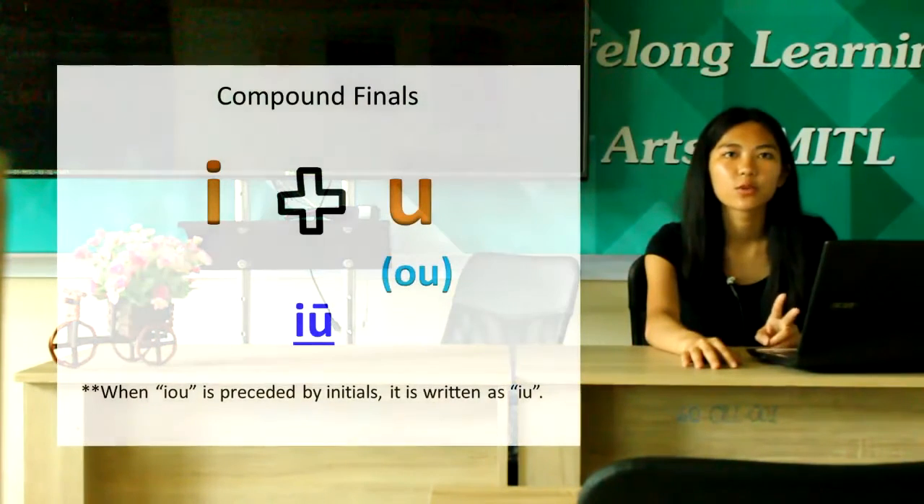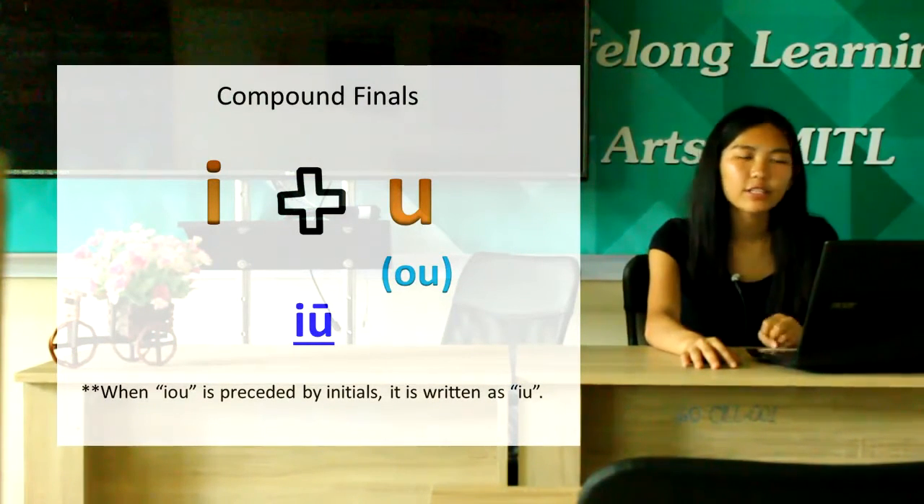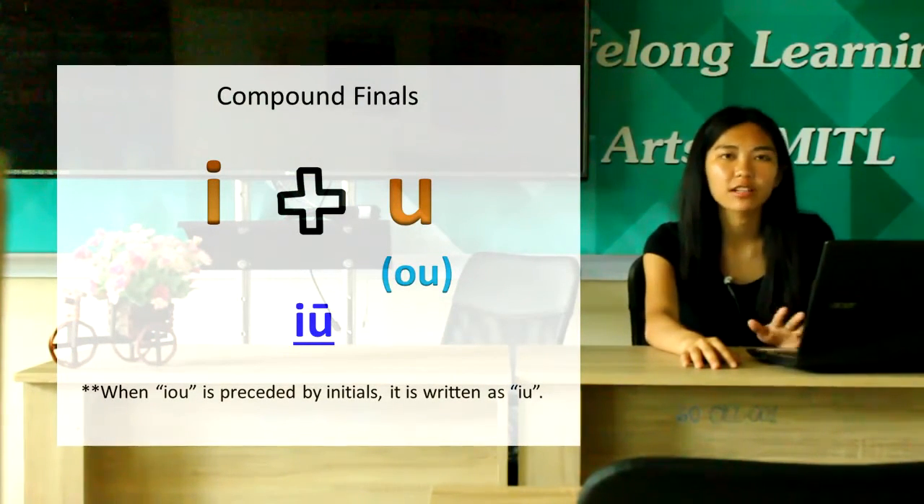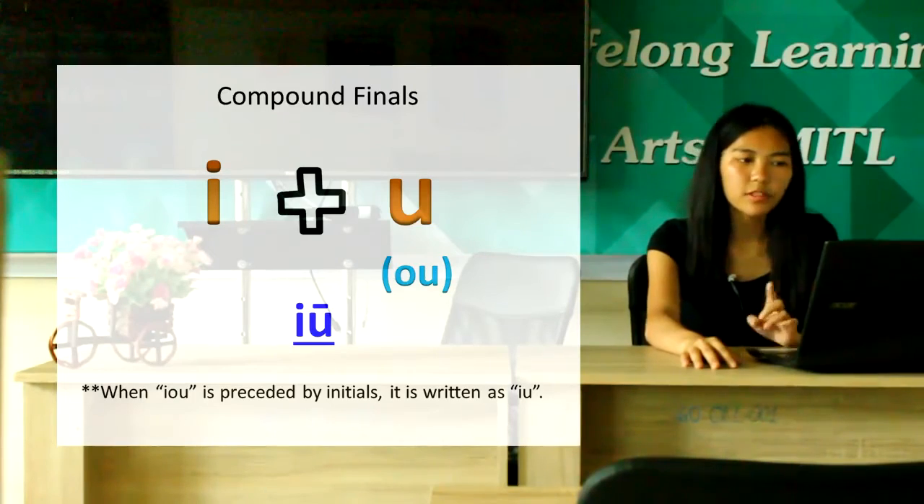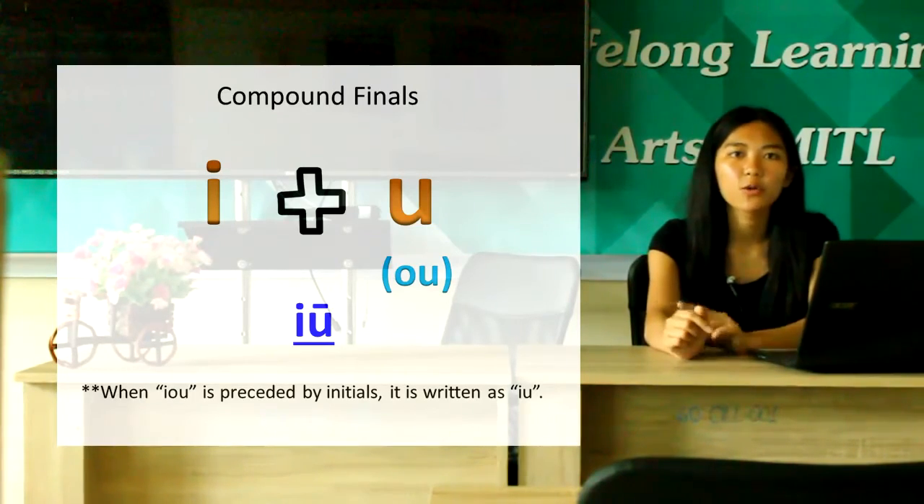Here come the last three compound finals. They might be a little bit more difficult. The first syllable is yi. The second syllable is u. Actually they are not combined as yi and u. They are combined by e and o. So e and o, you speak it a bit quickly. Yo. It will be like that.